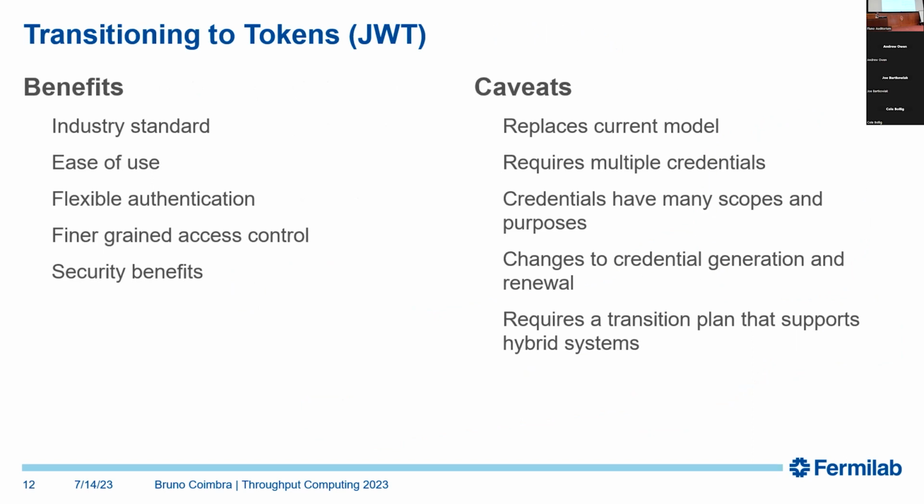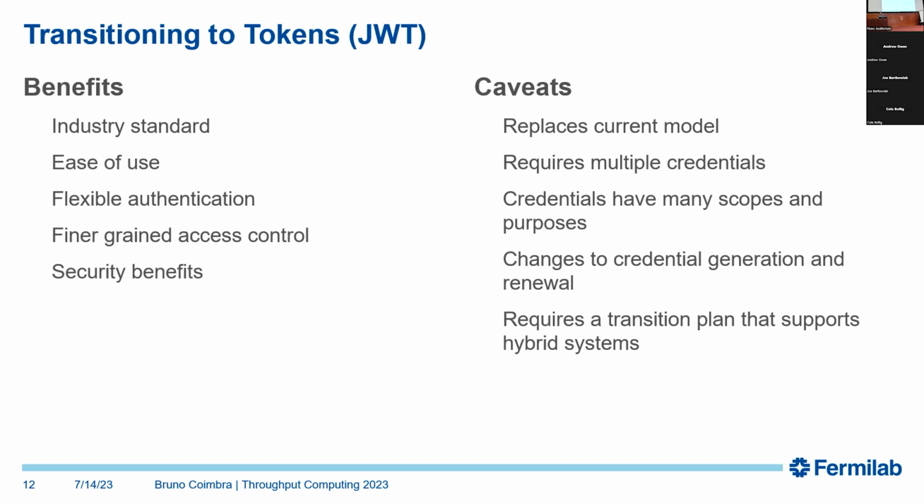Then, as we discussed here a couple of times during this week, we dropped support for X509 tokens, right? So we had to change, and there are several benefits to it. It's an industry standard. It's easier to use. We can have a more granular authentication system with different roles. In general, we improve security.